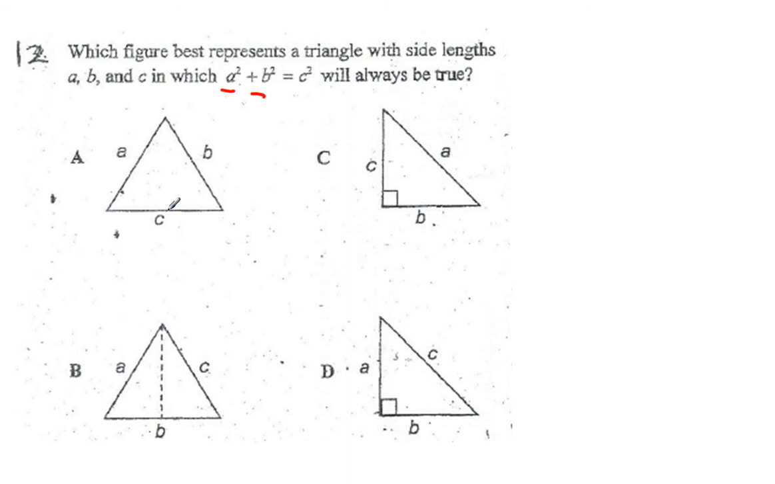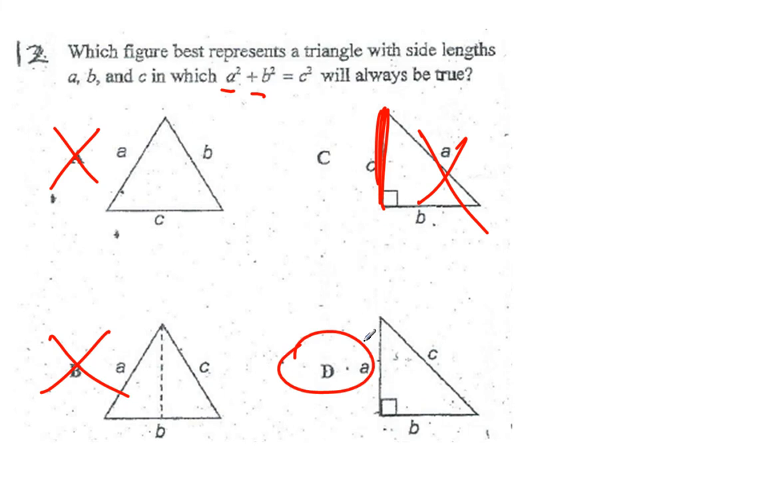So can it be this one? No, it's not a right triangle. Can it be this one? No, why not? Because C is not the hypotenuse, so this can't be it. How about B? No, it's not a right triangle. And D? Yes.